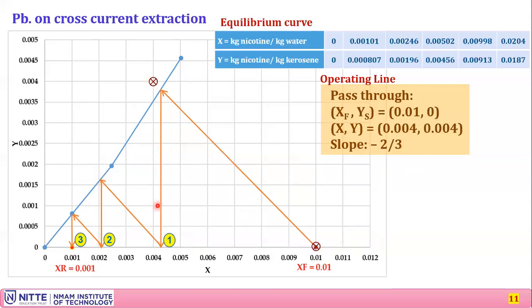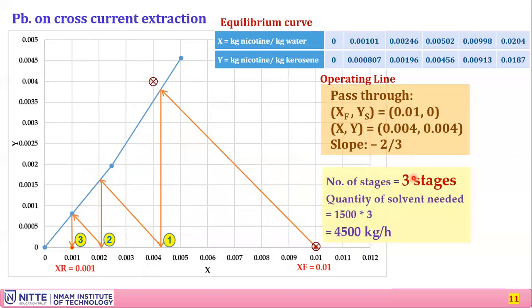In between that, how many such lines, equilibrium operating lines, I can draw, that matters. So I have drawn one operating line, second operating line, third operating line. So totally 3 operating lines I have drawn. So there are 3 stages. So the number of stages is 3. In each stage we are feeding 1500 kg per hour of solvent. So the solvent requirement is 4500 kg per hour. Remember, recall the single stage operation where we required 11250 kg per hour to achieve the same thing.